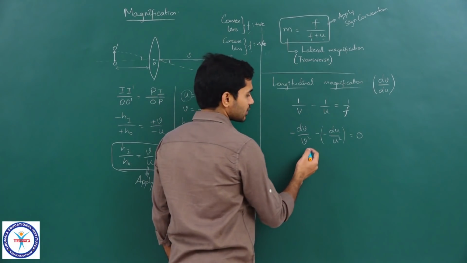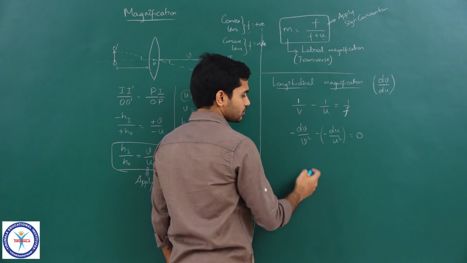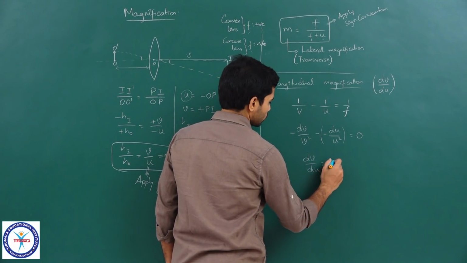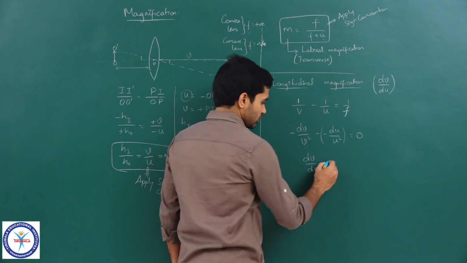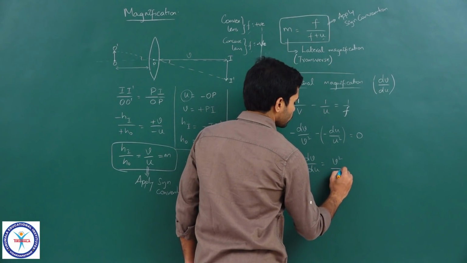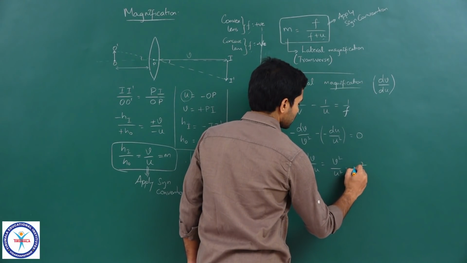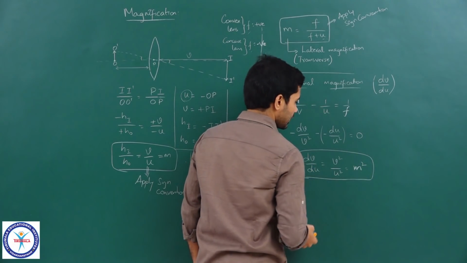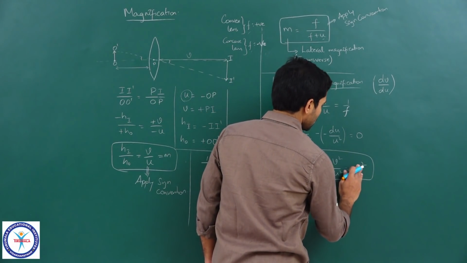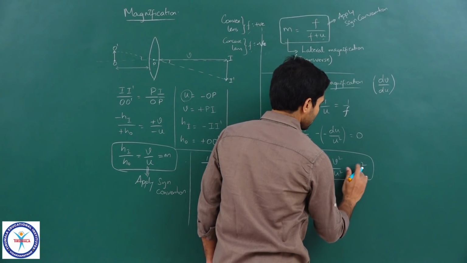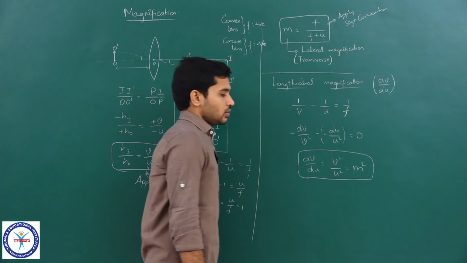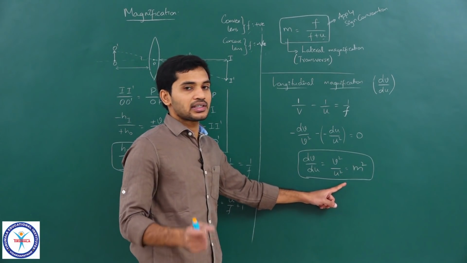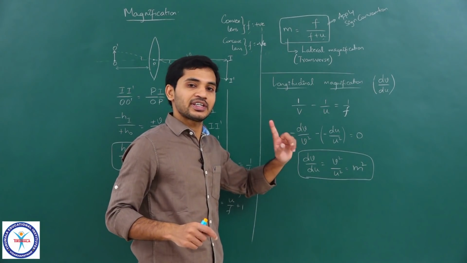So, simplify this, this goes on to the other side. I will be getting dv by du is equal to v square by u square, so that is equal to m square, correct. So, dv by du is equal to m square. That is the expression which we would get. Remember, it is exactly the opposite sign of what we did in mirrors.